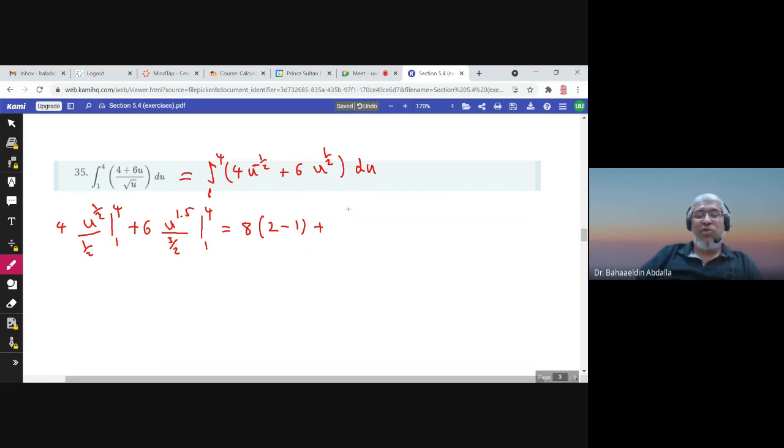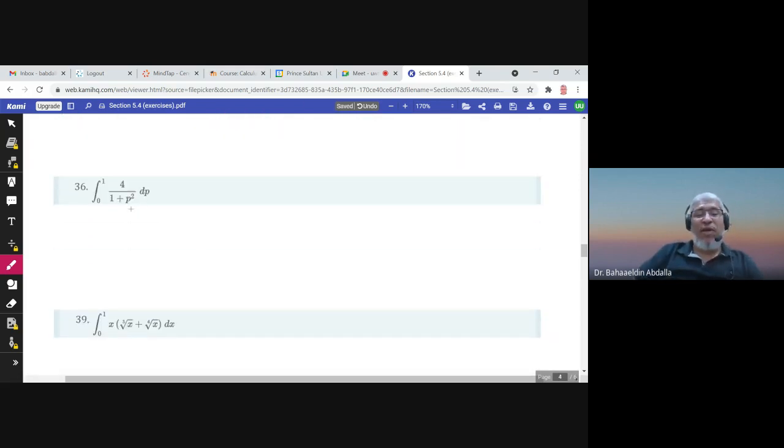So 6 times 2 over 3 would be 4 times u to the power 1.5. So 4 to the power 1.5 minus 1 to the power 1.5, which is 1. You can evaluate 4 to the power 1.5 by yourself, or you can use the calculator to find that it is 8. So 2 minus 1 is 1 times 8, so I have 8. And here 8 minus 1 is 7. 4 times 7 is 28. So the answer is 36.